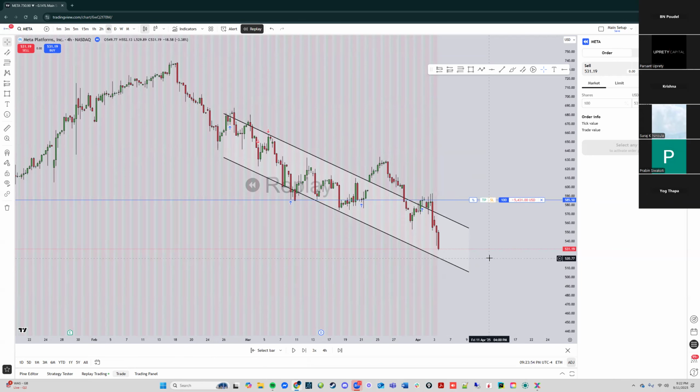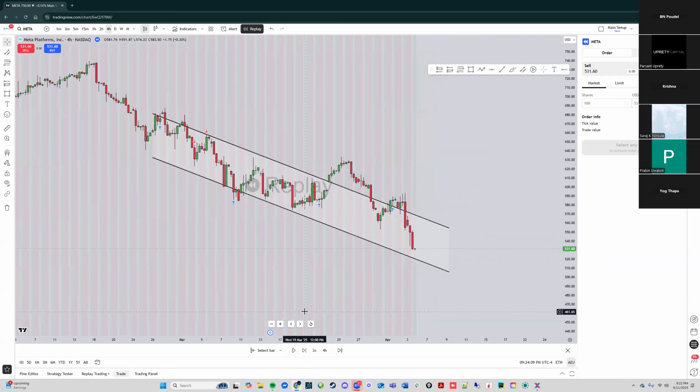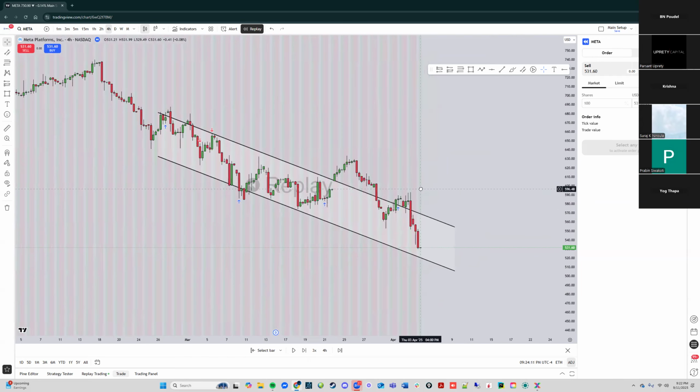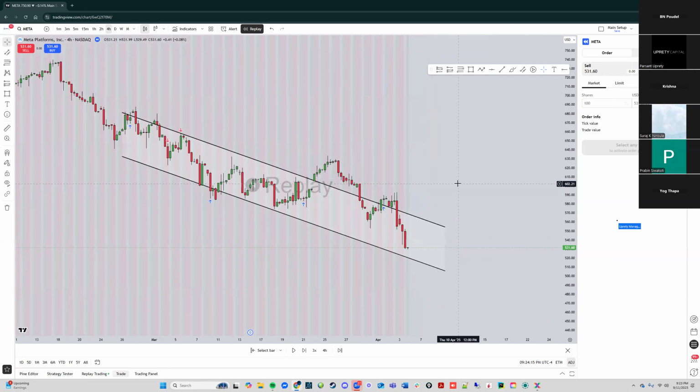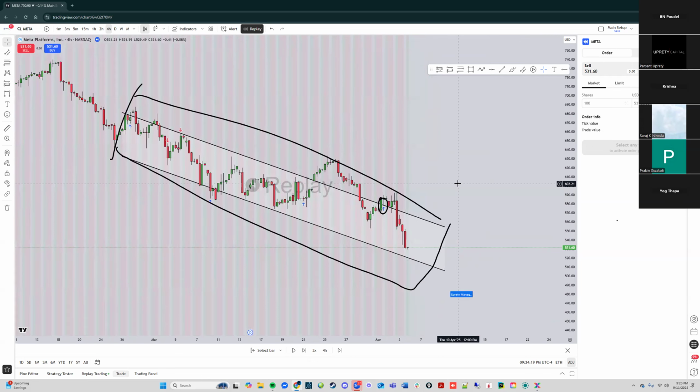So whoever said short, great job. Whoever said long, once again, get out of that thought process of trying to catch the top or the bottom. I am looking for confirmation for green candles. The confirmation isn't enough because remember, this is 4 hours of data. This is 30 hours of data. I would rather trade off of 30 hours of data versus 4 hours of data.